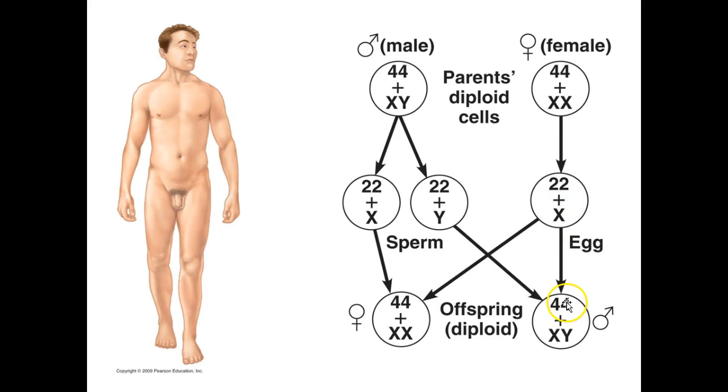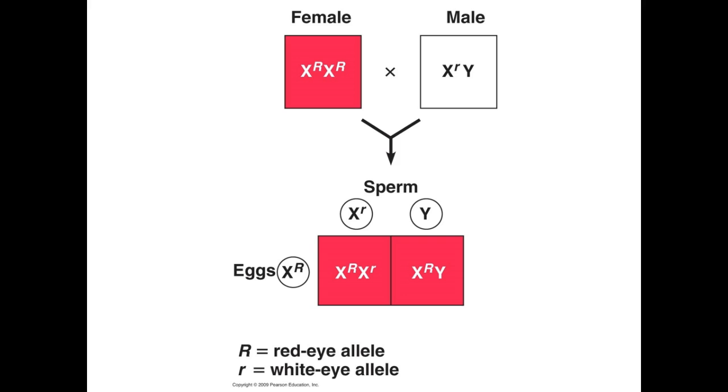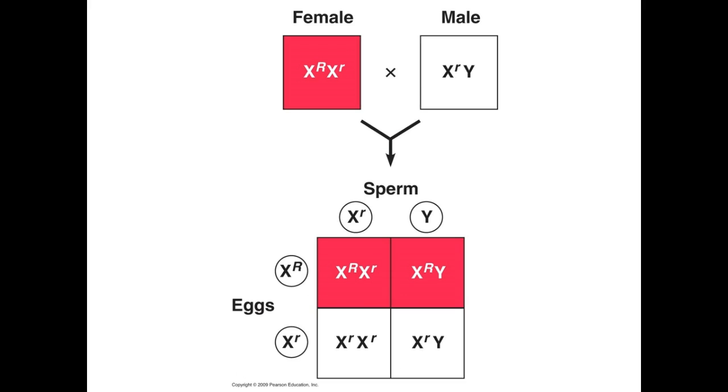So what will happen is, if these two come together, the X and the Y, it'll become a male. If this X and this X come together, it'll become a female. So these are going to be our sex traits or sex-linked. They could be different things like blood disorders, and we'll talk about one or two different traits in a minute. Eye color is definitely one of them too. That is a sex-linked trait.